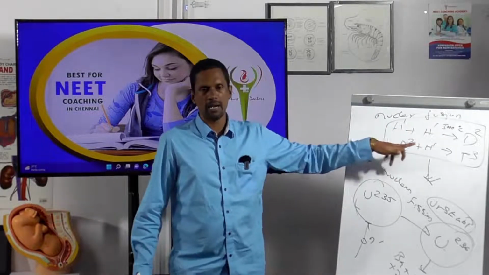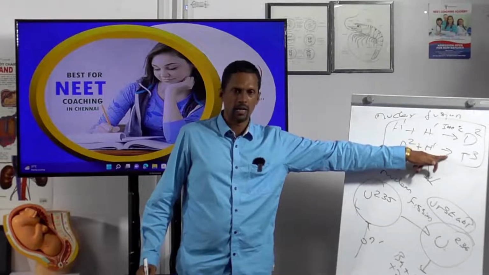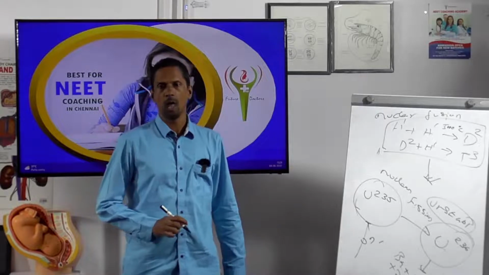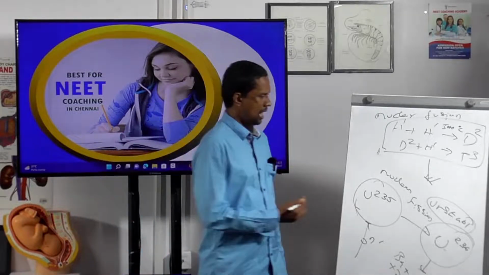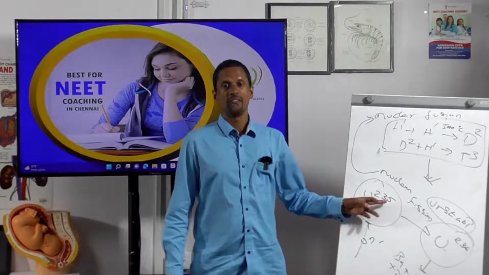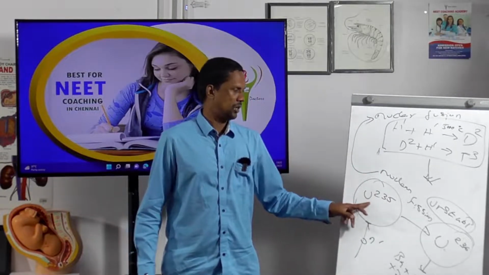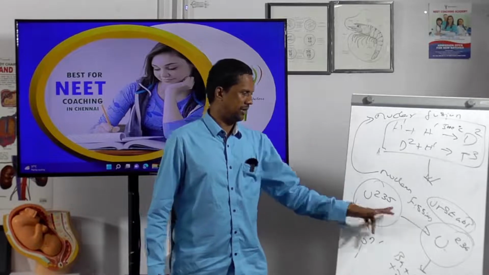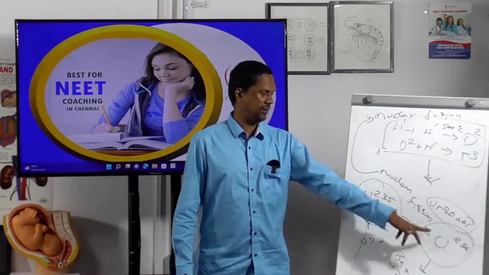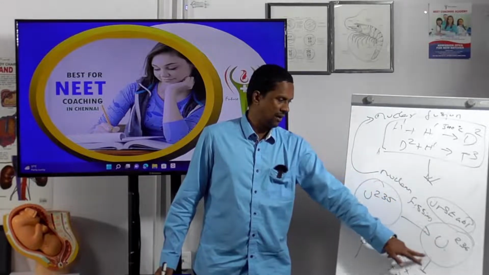So tritium and hydrogen will combine to give deuterium. To carry out the nuclear fusion reaction, what am I going to do now? I am going to carry out a nuclear fission reaction. Uranium 235 bombarded with a neutron will give 236. So this will give a high amount of energy.